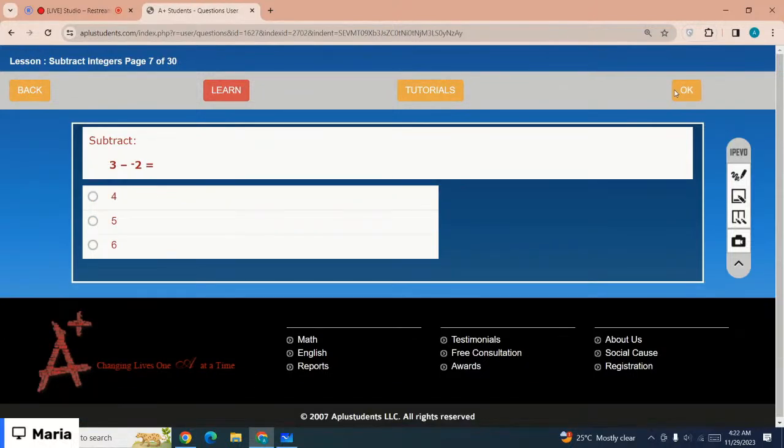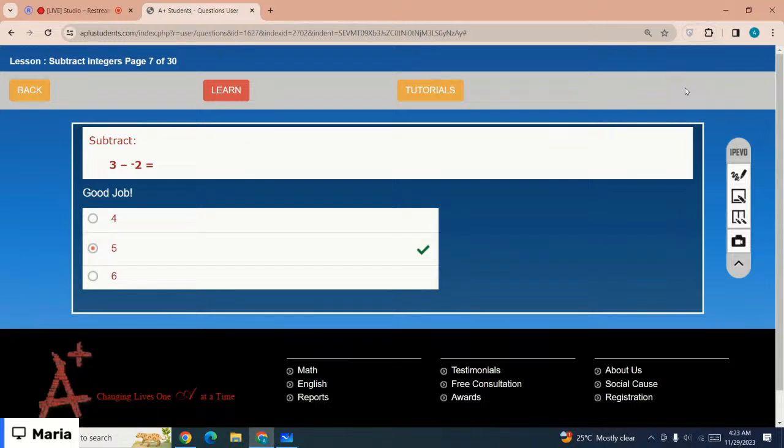Okay, 3 minus minus 2, which is the correct option? Yes, it is 5. Very good. Subtracting a negative number is same as adding. So that would be 5.